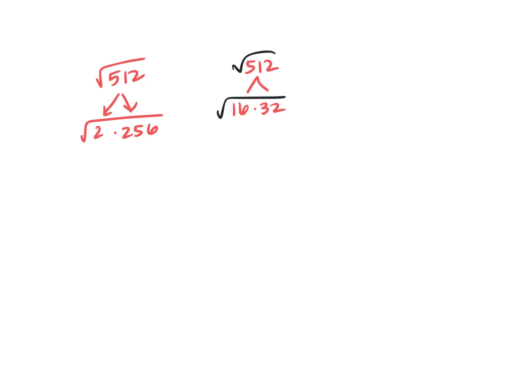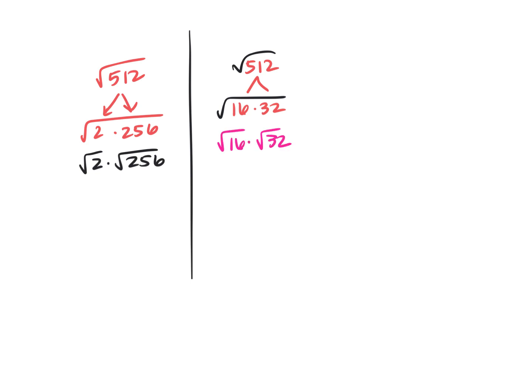Oops, a 16 times a 32. Are these still the same? Yeah. So it's just important to make sure that the values are still there. So then, you guys, I want you to know this is the same as the square root of 2 times the square root of 256. Just like Macy's is the same as the square root of 16 times the square root of 32. You can break them apart.